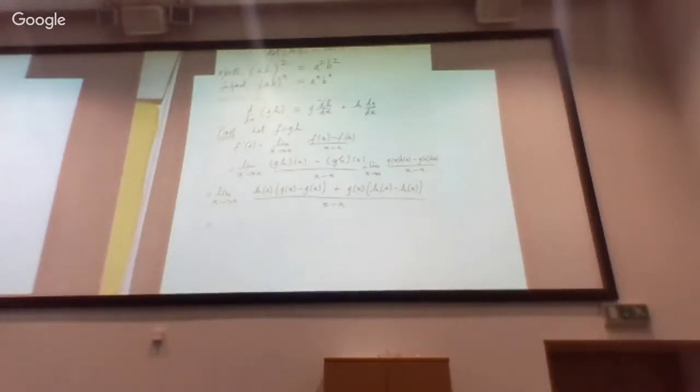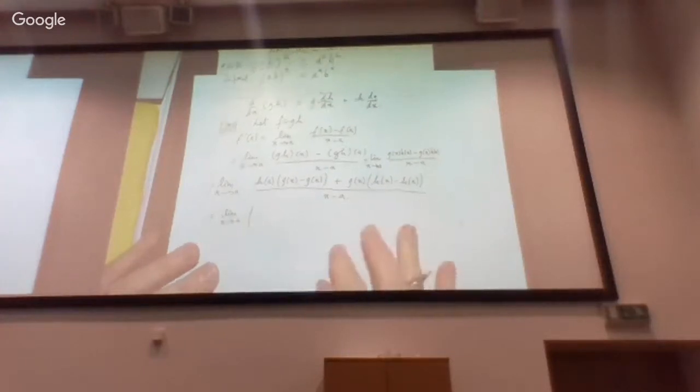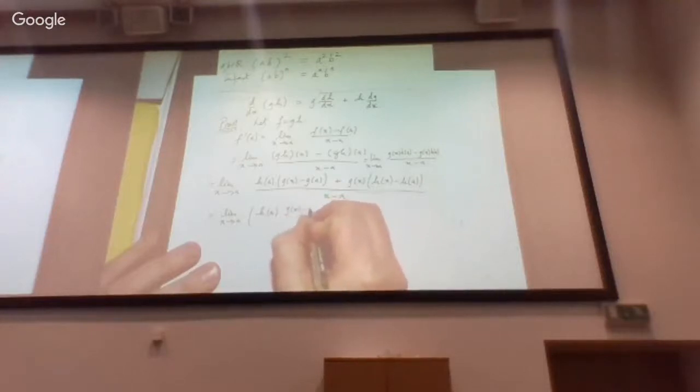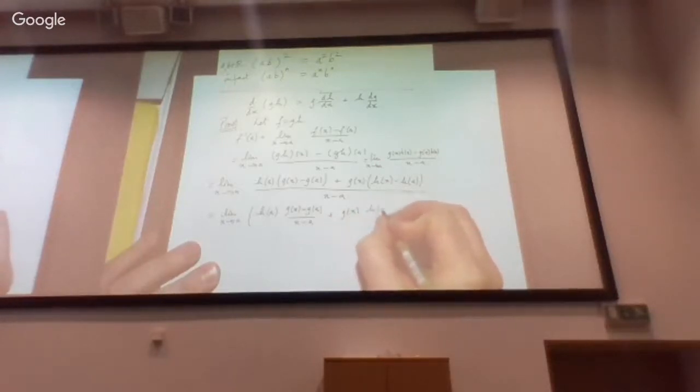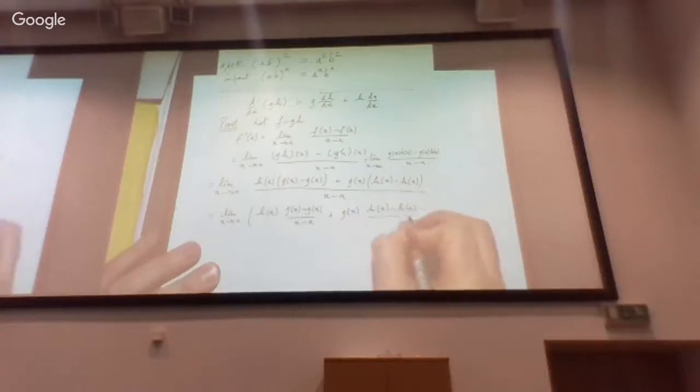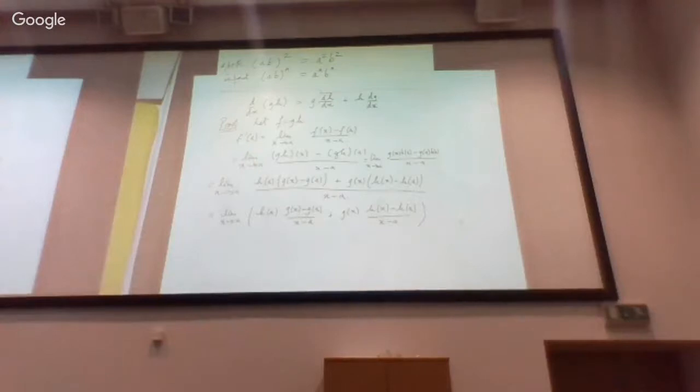So we again split the fraction apart like this, and we're looking to use properties of the limiting value of the functions. So this becomes h of a times the fraction g of x minus g of a over x minus a, plus the quantity g of x times the fraction h of x minus h of a over x minus a. That's simply splitting apart the fraction as the sum of the two subfractions, and explicitly factoring off the g of x and the h of a.